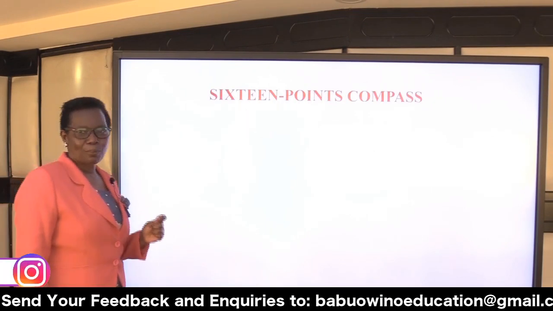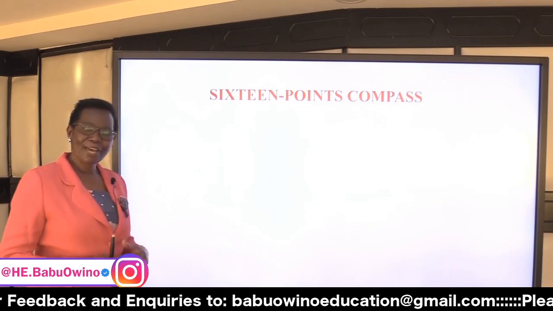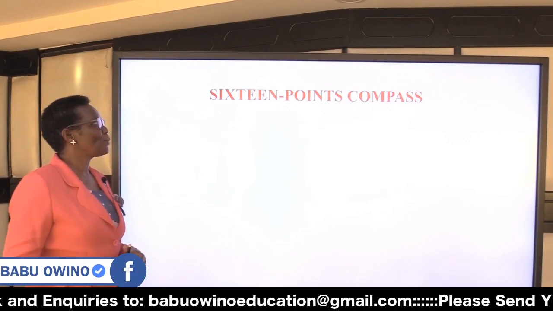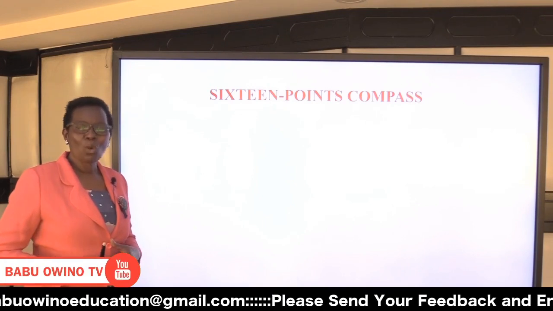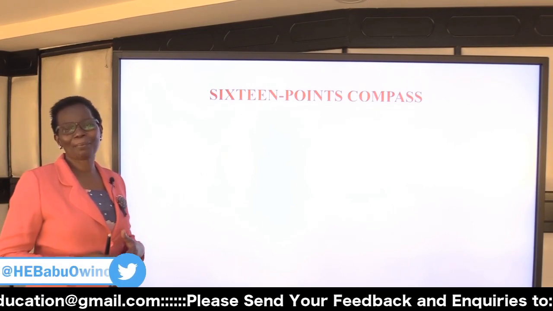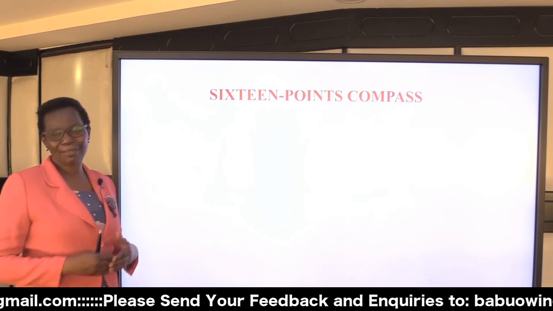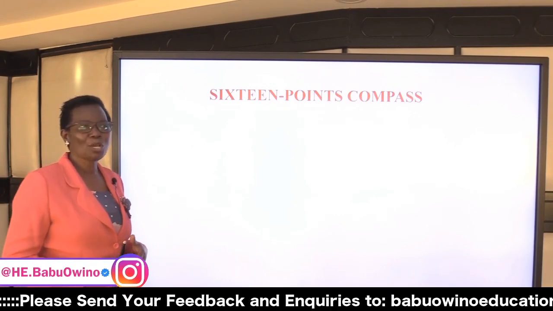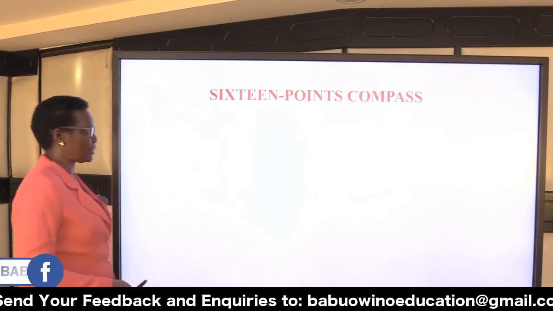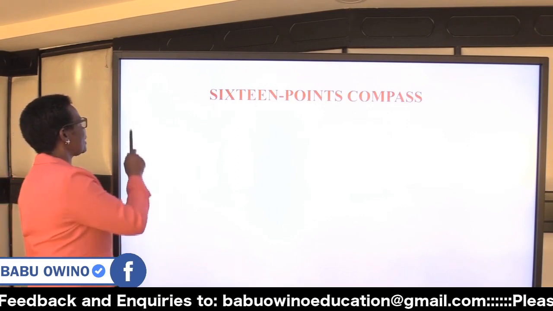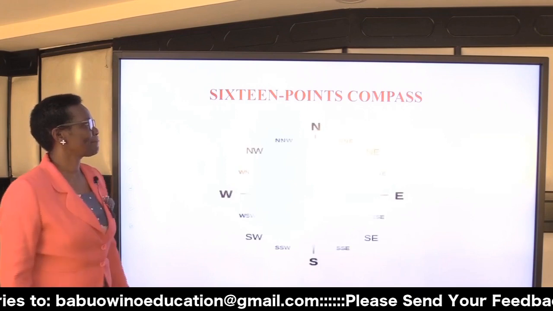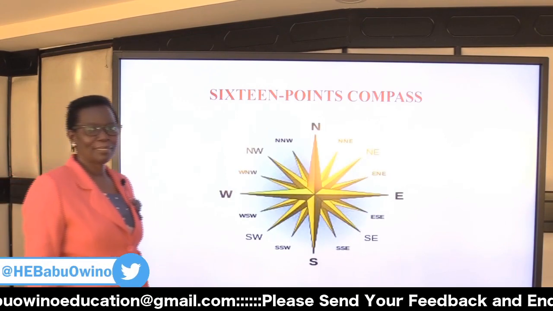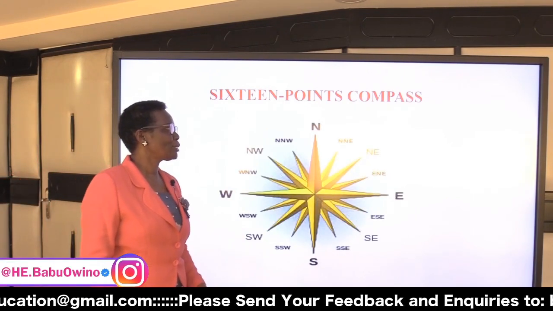The eight compass points can again be further divided to come up with the 16 point compass. The 16 point compass will now make us read the map better than we have ever read it. It will show us more and more directions. Now let's look at the 16 point compass. Here you are. This is the 16 point compass.